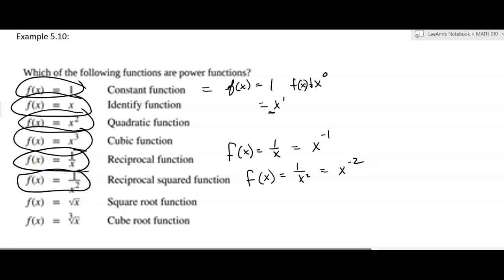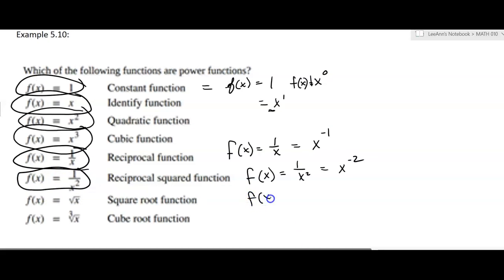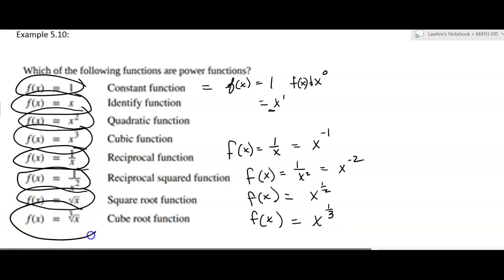And the last one, f of x equals x to the 1/2. You can write a square root as x to the 1/2. So you can write that as an exponent that's a fraction. And that fits the rule. We just have to have a coefficient. All of these have coefficients of 1. And then an exponent. And so the last one, you can imagine, f of x equals x to the 1/3. And so that's a power function.